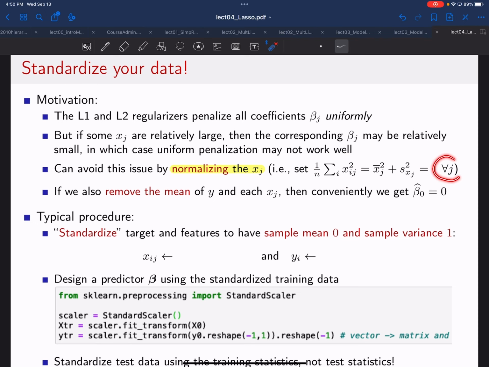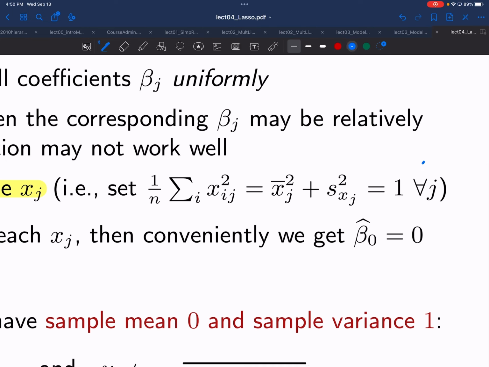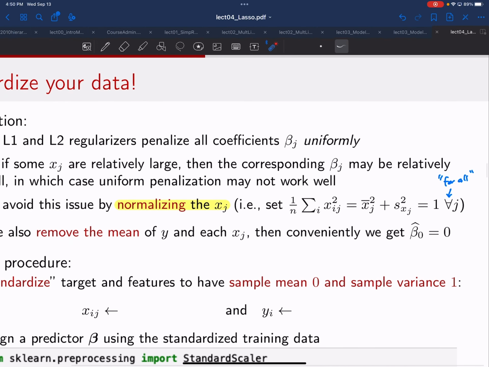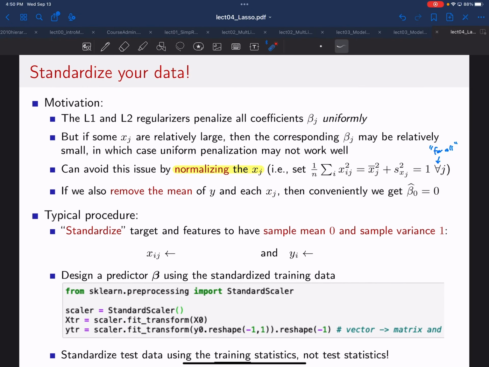By the way, this upside down A here, this means for all. This is an abbreviation. Okay, so as we're saying, set these average values equal to 1 for all features j. Okay, so that's how we're solving this problem.